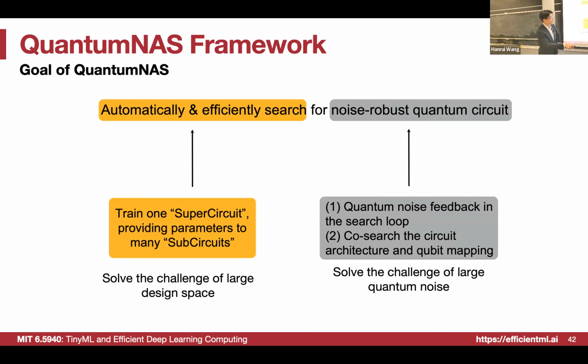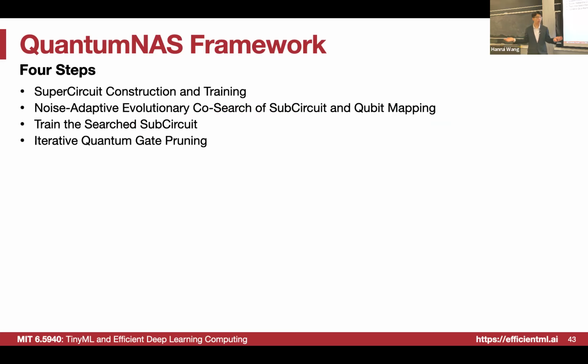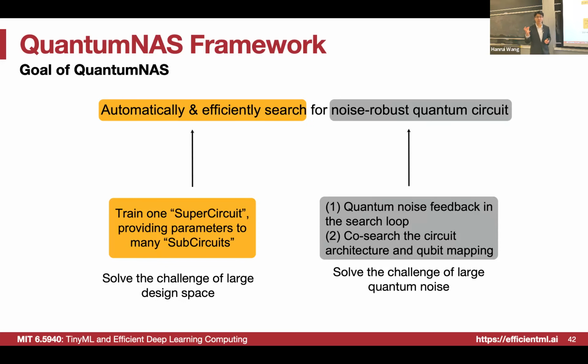Another thing for noise robustness is that we can do the feedback using the actual device. Say we have 1,000 candidates; we can evaluate each of them on the actual device, see which one performs best, and then use that for other tasks with good generalization ability.